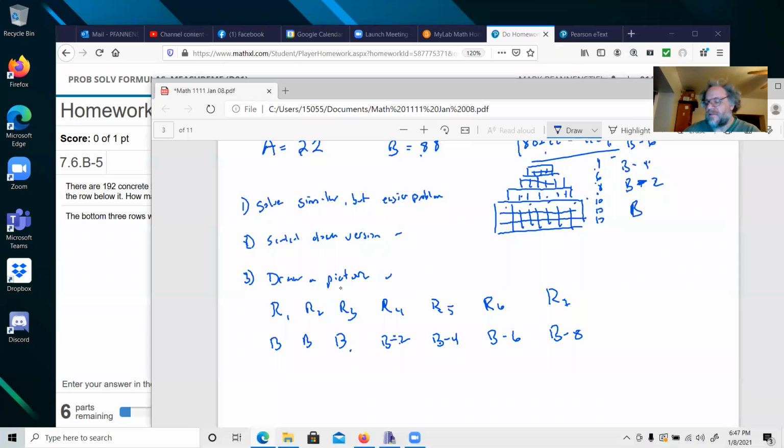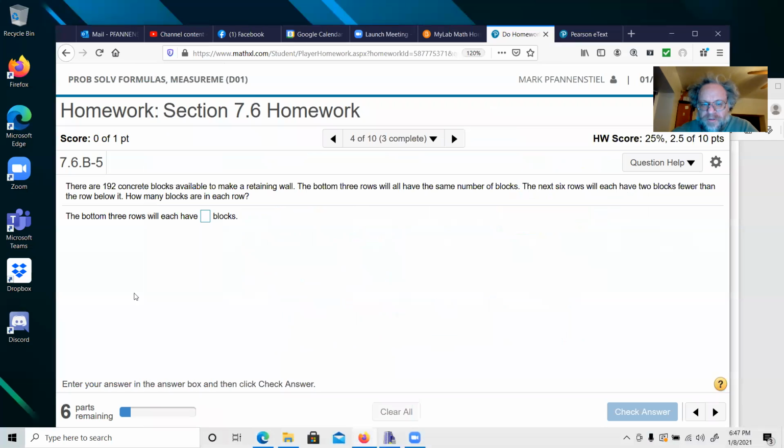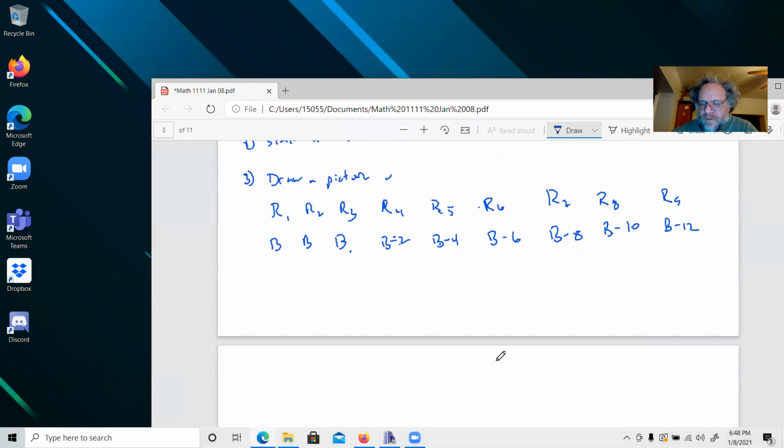So how many rows do we have that are subtracted? We have 1, 2, 3, 4. We need 2 more. We have row 8, which is b minus 10. 2, 4, 6, 8, 10. Then we have row 9 of b minus 12. That's what I think they've gone through and done. Bottom 3 have the same number. The next 6 rows will each have 2 blocks fewer than the one before it. So I think we're okay with how we set this up. I think that works.